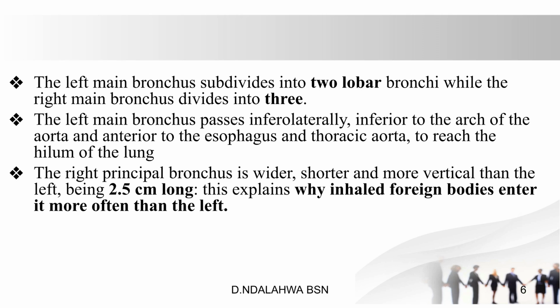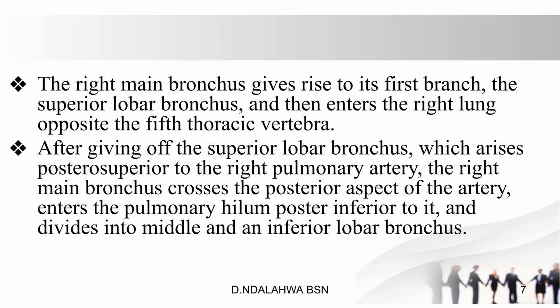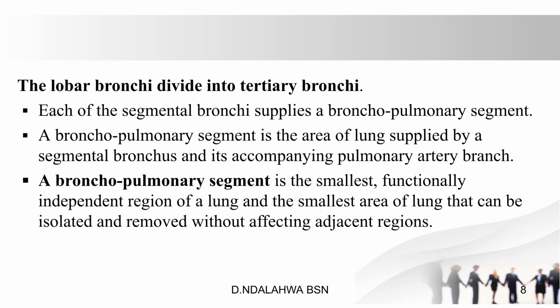The right principal bronchus is shorter and more vertical, which is why inhaled foreign bodies often enter it. The right main bronchus gives off the superior lobar bronchus, then enters the right lung. It crosses the pulmonary artery and divides into middle and inferior lobar bronchi. Lobar bronchi divide into tertiary bronchi, supplying bronchopulmonary segments.